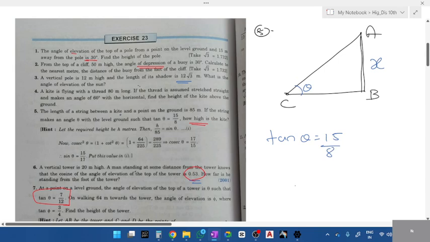That's what length of string. How will you measure length of string here? Is it AC or BC? See, the length of a string between a kite and a point on the ground. So if this is a kite, the kite is at point A. So where will the string be? Will it be at B? So what's the distance? What's the value given?